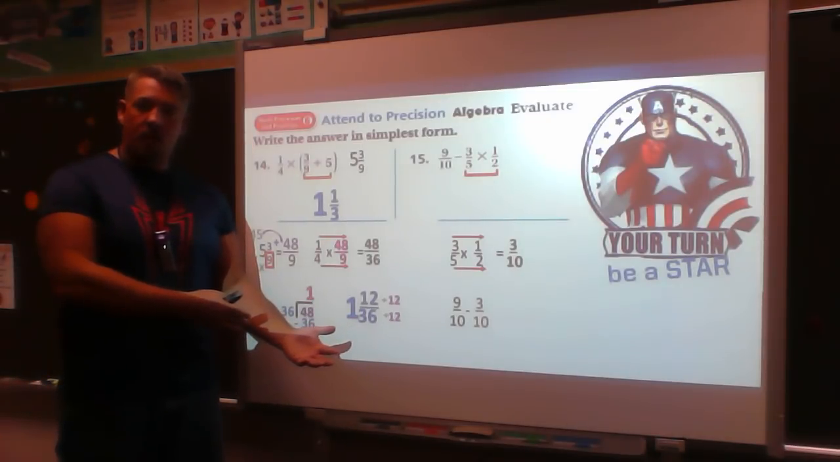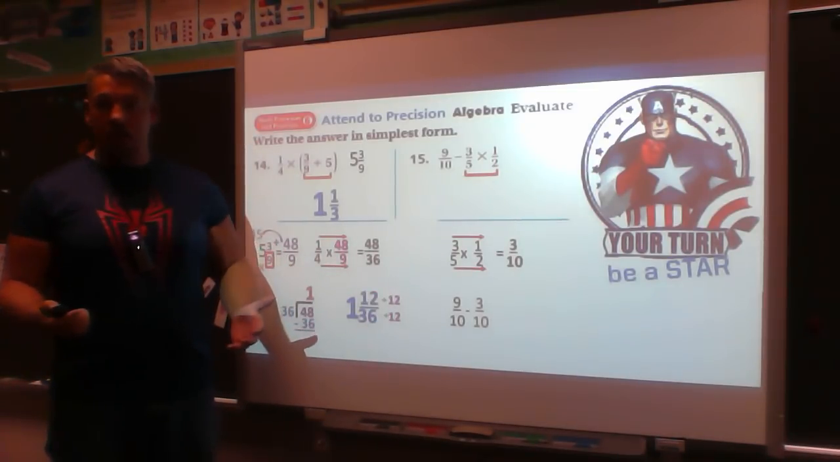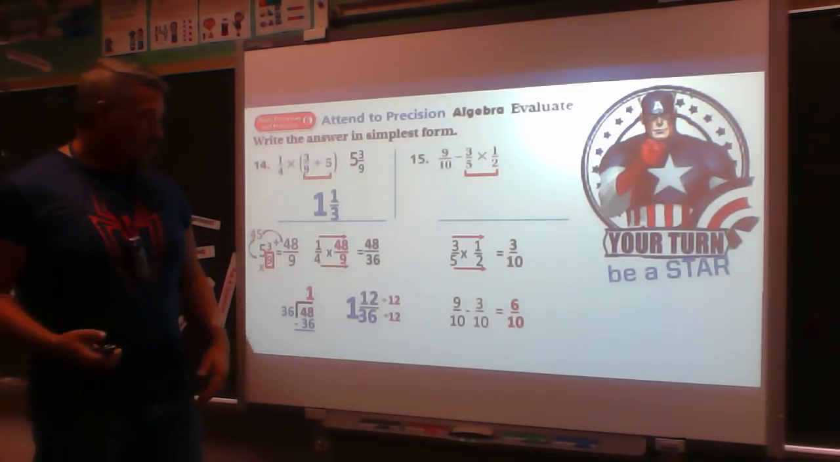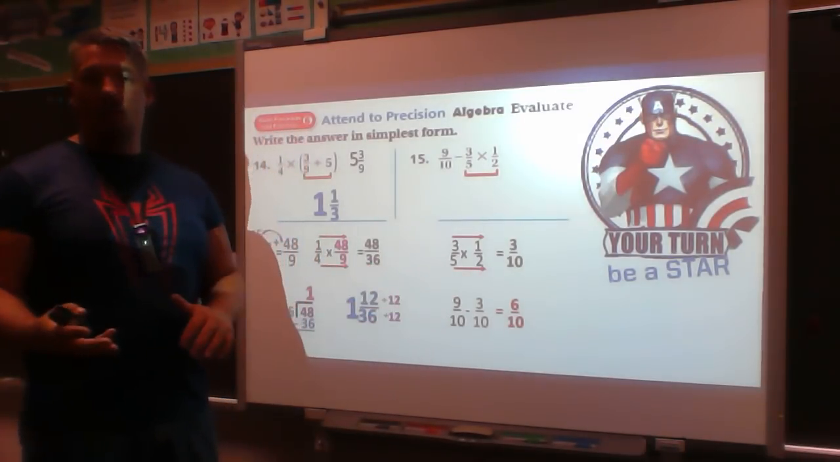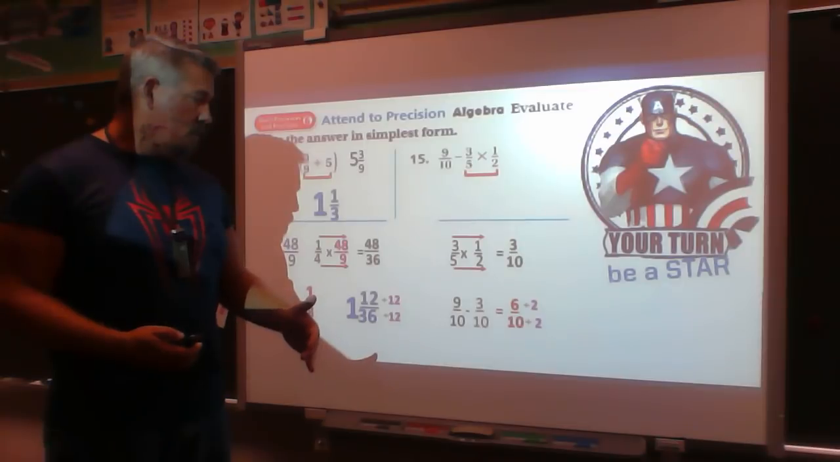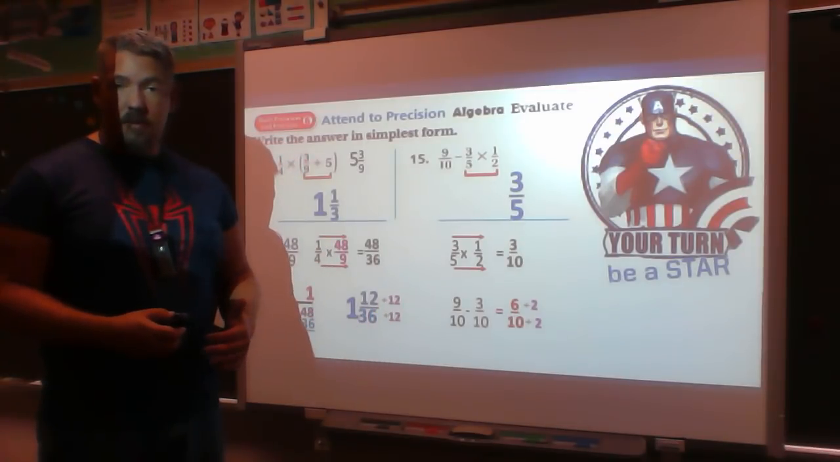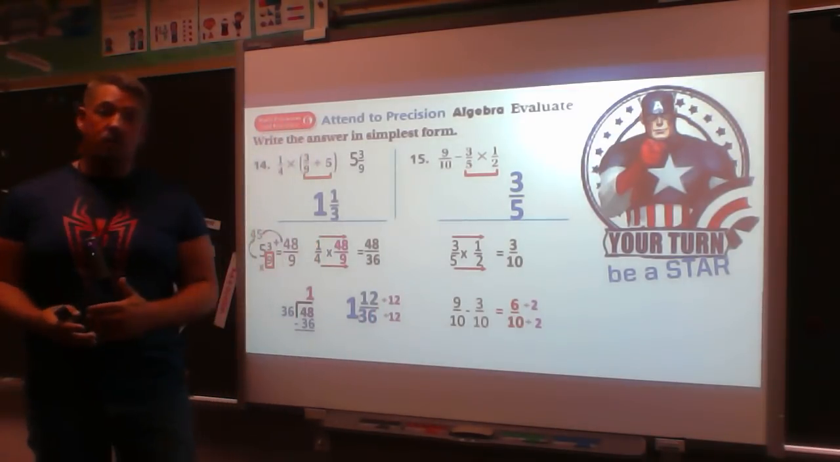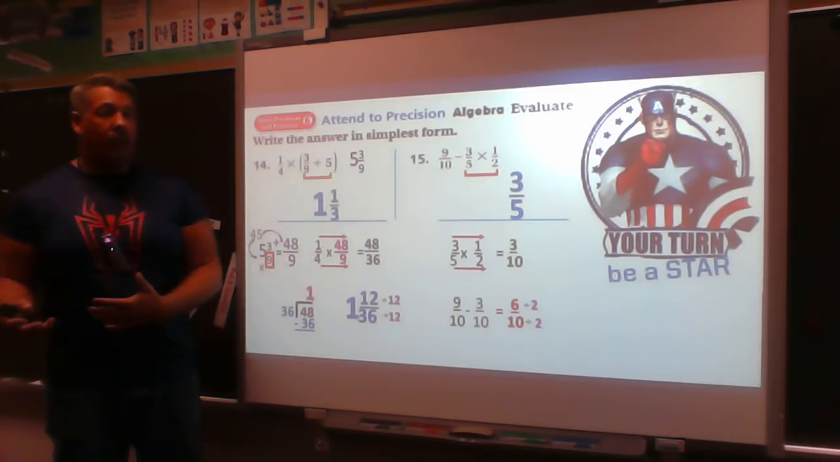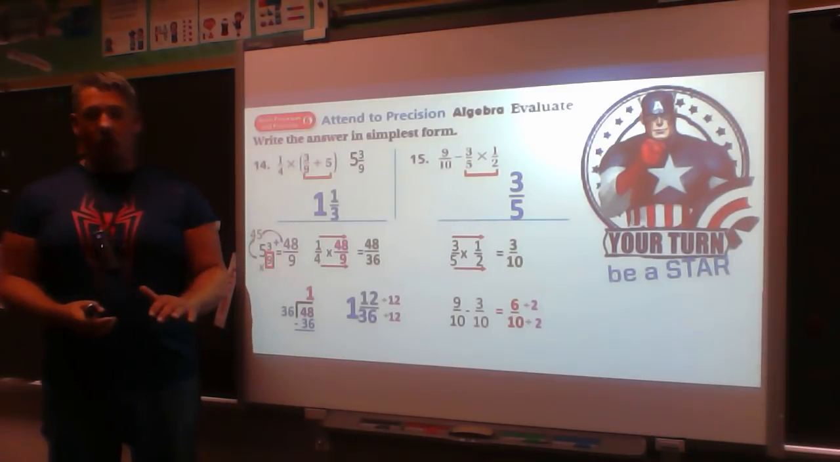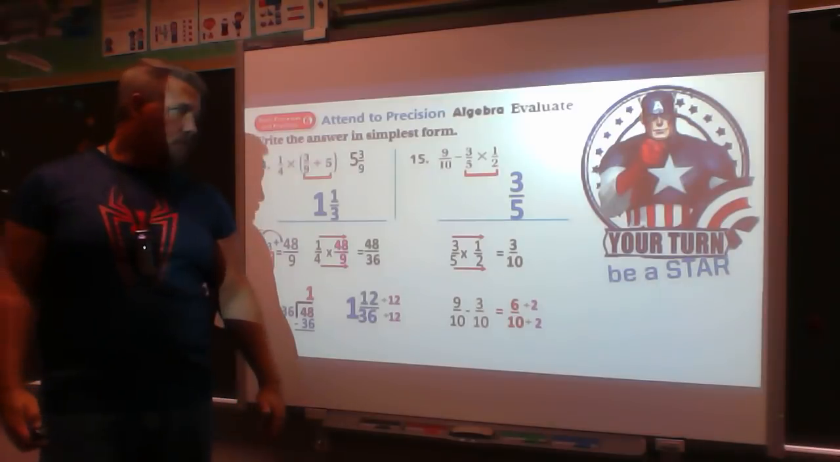I have my common denominator, so I keep it, and then I just simply subtract my numerators. So I end up with 6/10, and then I reduce. 2 goes into both of them because they're even, and I end up with 3/5. Now I know these are a little fast, but you did the work on your own. Anytime I go too fast, just pause the video and then continue on.